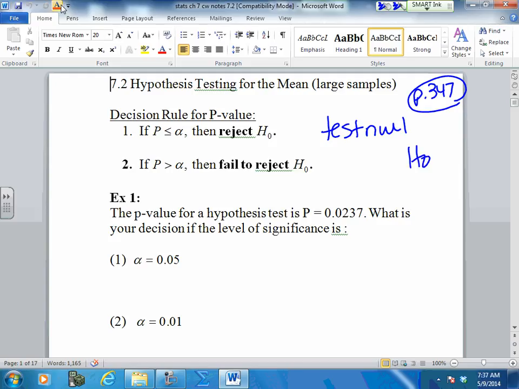It's the H0, and it has some kind of an equal sign, a less than or equal to, a greater than or equal to. Our sketch is the HA. That's where your p-value comes from, the shaded area from your HA.